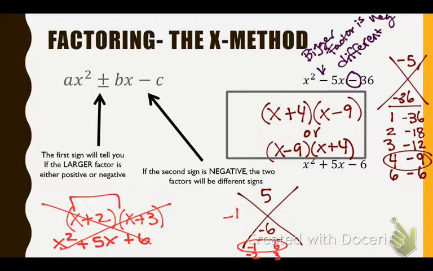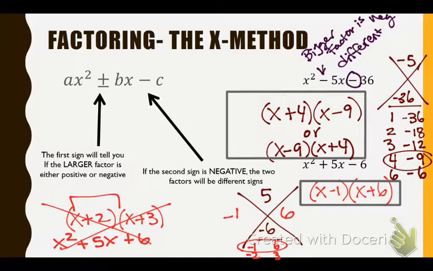Okay? The correct signs would be minus 1 and 6, because minus 1 times 6 is negative 6. Minus 1 plus 6 is 5. So it all matches. So we get x minus 1, x plus 6. All right, any questions?